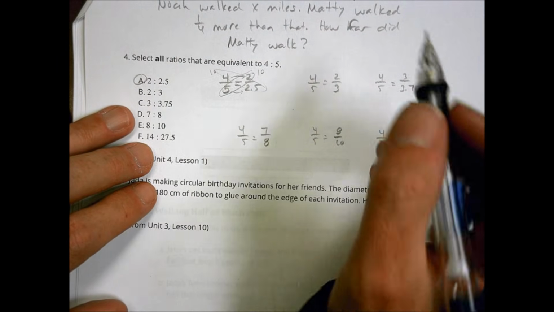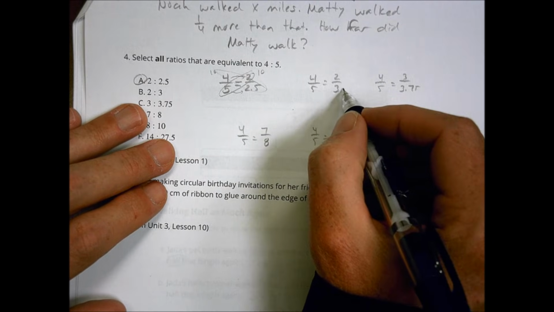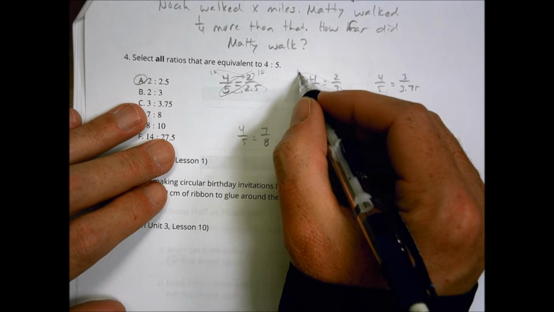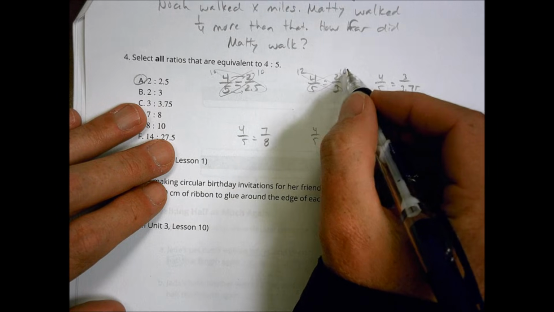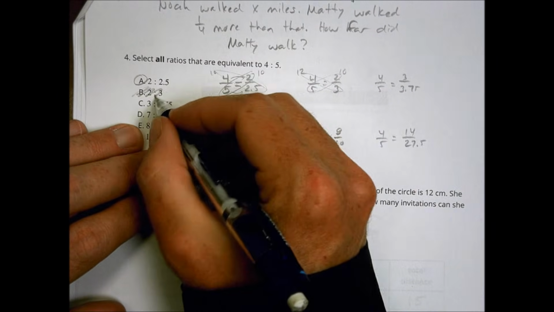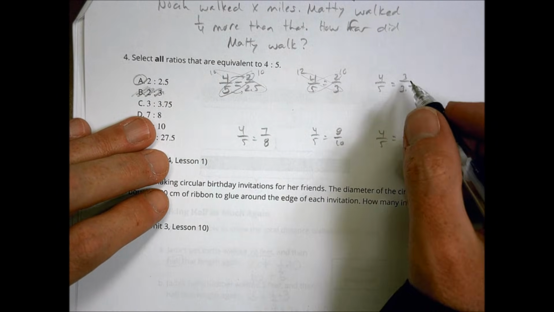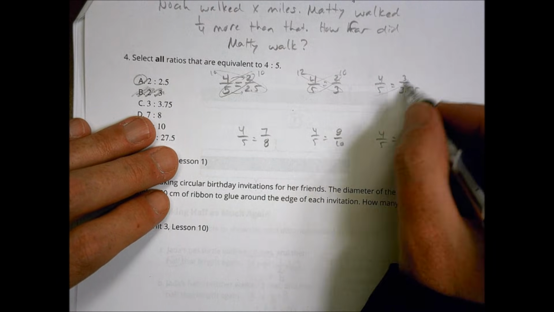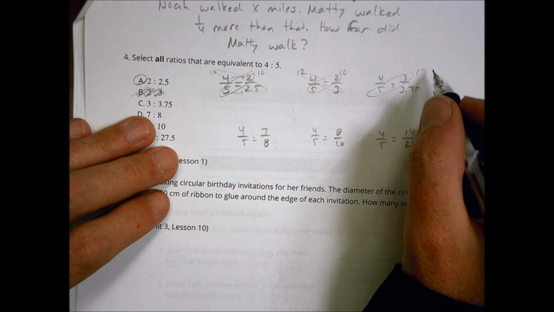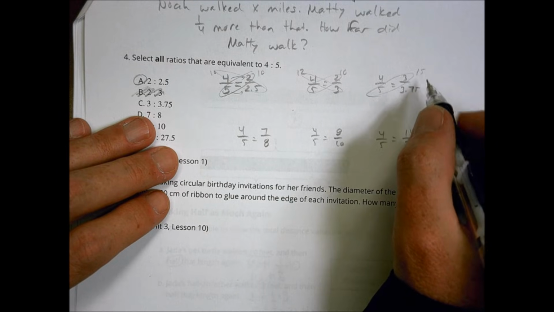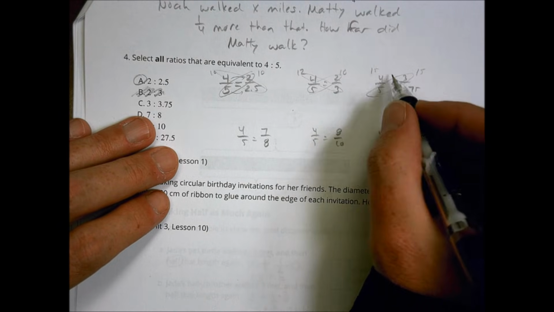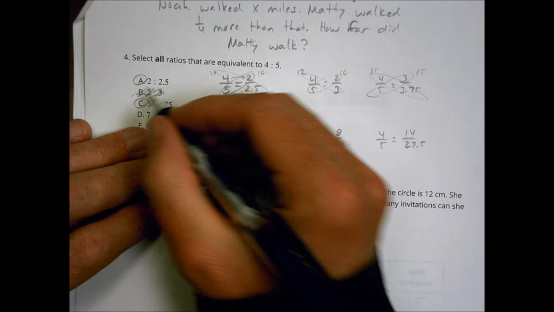For this one, I can multiply diagonals. 4 times 3 is 12. 5 times 2 is 10. Not going to work. Not proportional. For letter C, we have 5 times 3 is 15, and then 4 times 3.75 is also equal to 15. So C is going to work. I used a calculator for that one.